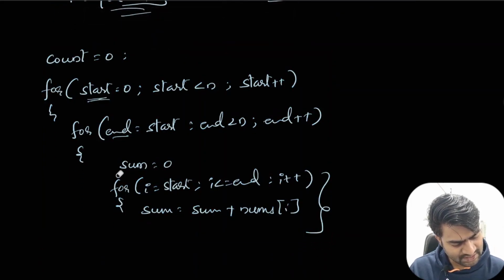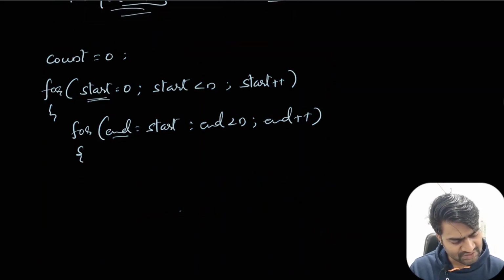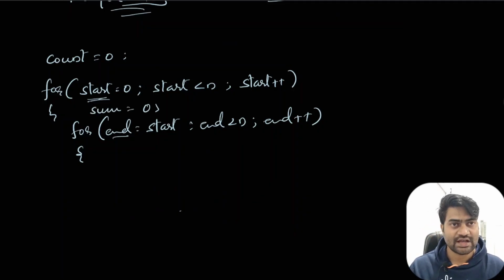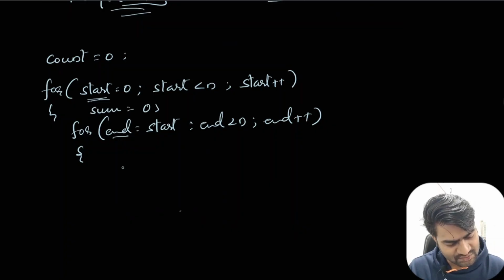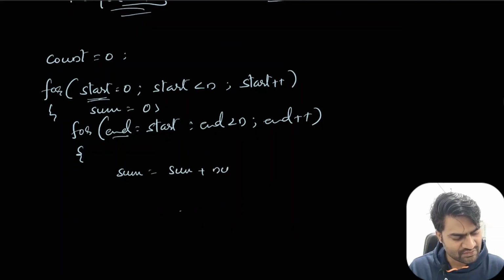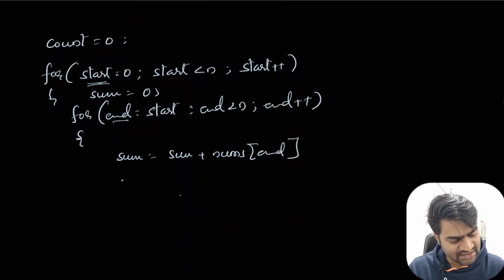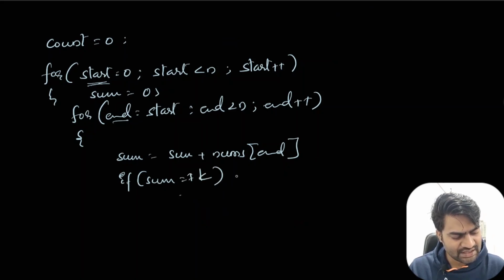So now I will remove this part. What I will do is say sum equal to 0 after the first loop. Next, sum equals sum plus nums of the end pointer. Every time we keep adding, and immediately after adding I will check if my sum equals k, then I will increment my counter.